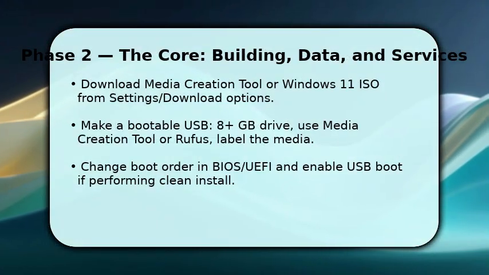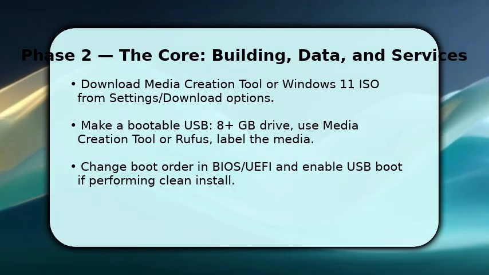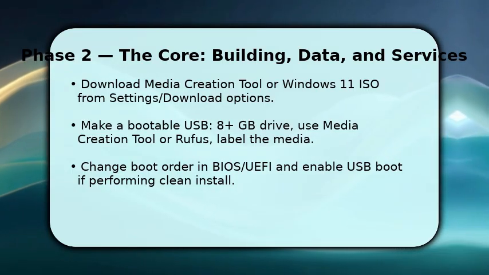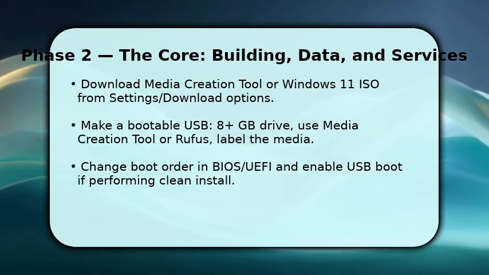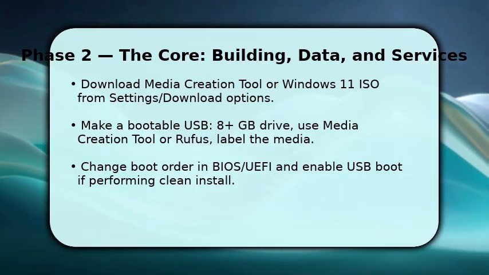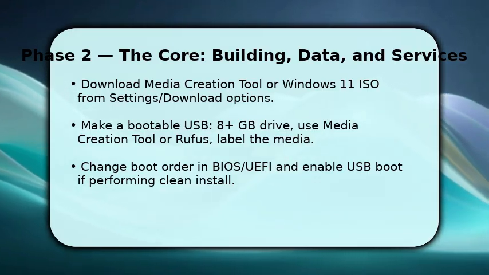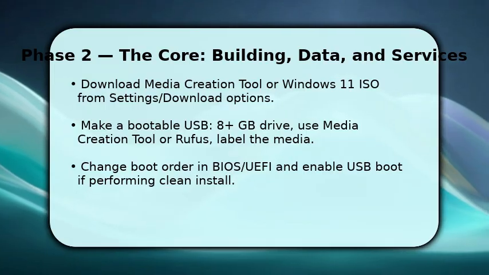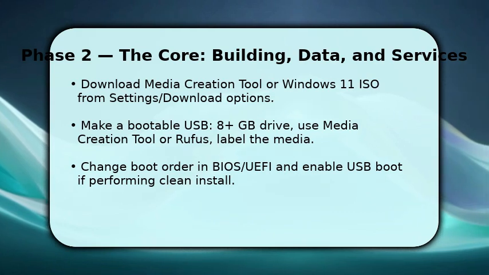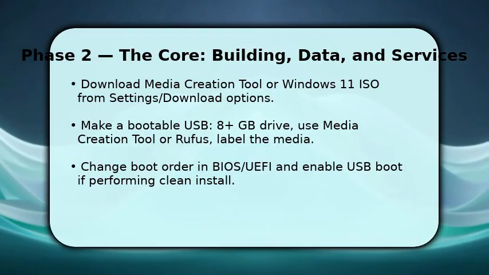Now you make the installer and decide upgrade versus clean install. Download the Media Creation Tool or ISO and plug in an 8 GB USB. Use the Media Creation Tool or Rufus to write the ISO and label the drive so you don't confuse it with other disks. Next, restart and enter BIOS or UEFI to set USB as the first boot device, enable Legacy or UEFI USB boot if needed, and save. Once the PC boots the USB, select Upgrade or Custom Install and follow on-screen prompts for partitions.